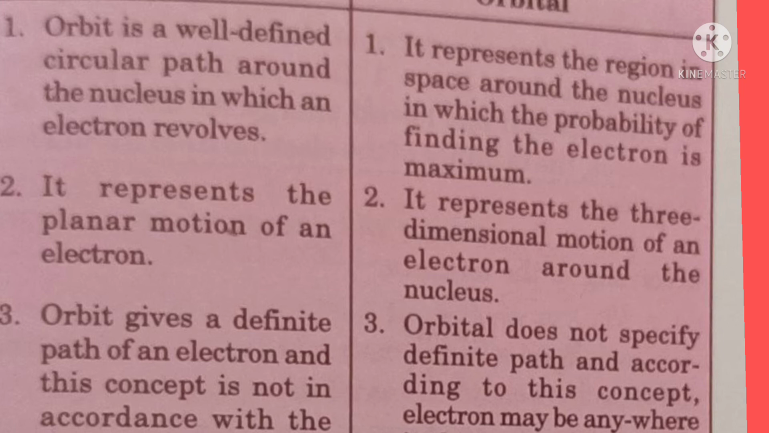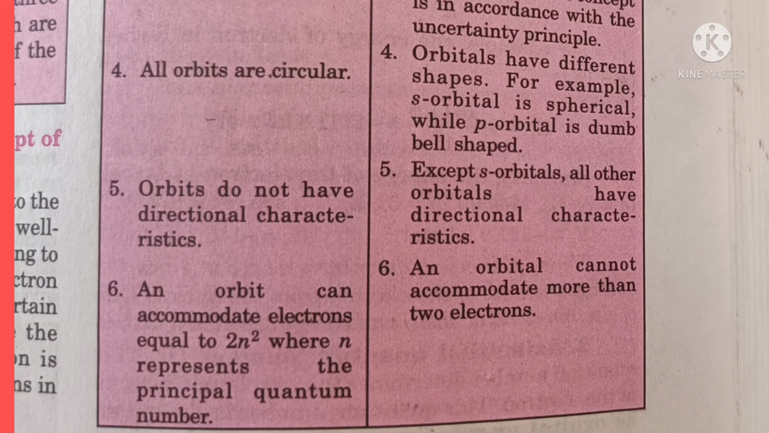Orbit gives a definite path of an electron, and this concept is not in accordance with Heisenberg's uncertainty principle. Orbital does not specify a definite path, and according to this concept, electron may be anywhere, and it is according to Heisenberg's concept of uncertainty. All orbits are circular. Orbitals have different shapes. For example, s orbital is spherical.